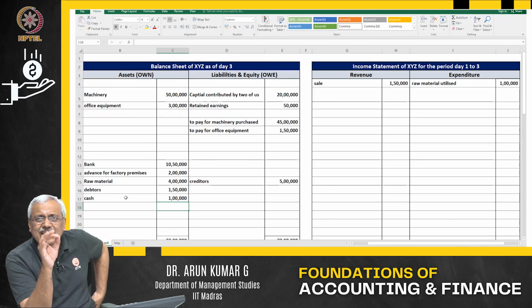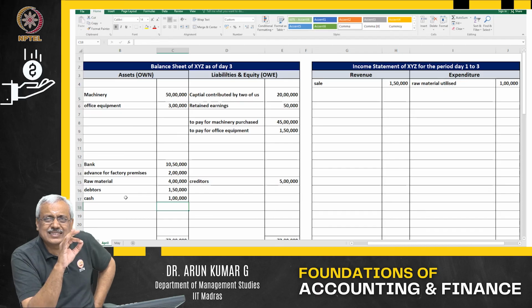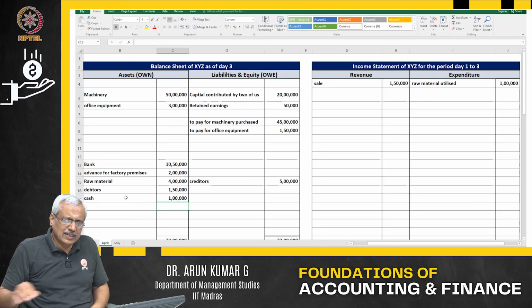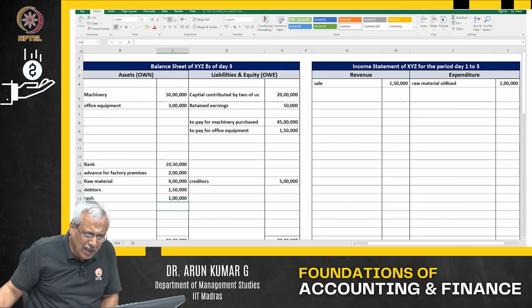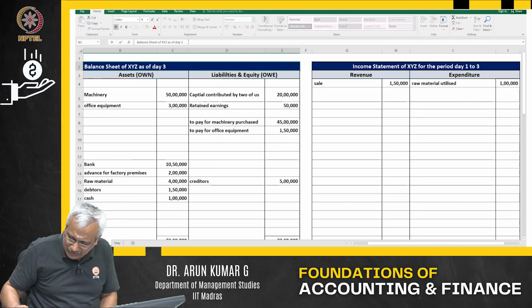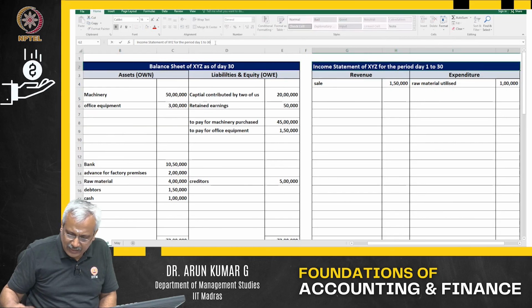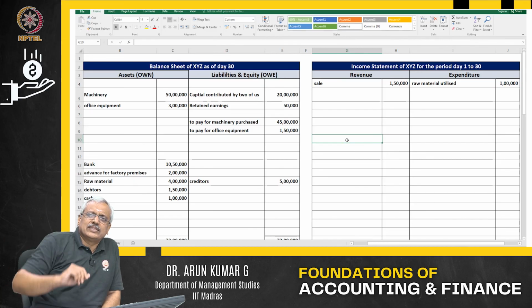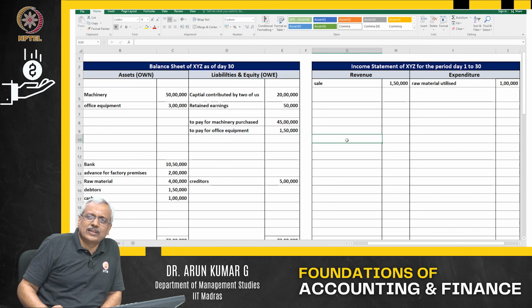Every transaction will have 2 parts. I am going to take more transactions. Now let us move to day 30, the end of the month. I have not had any other business for the next 28 days, I am just still consolidating the whole thing.